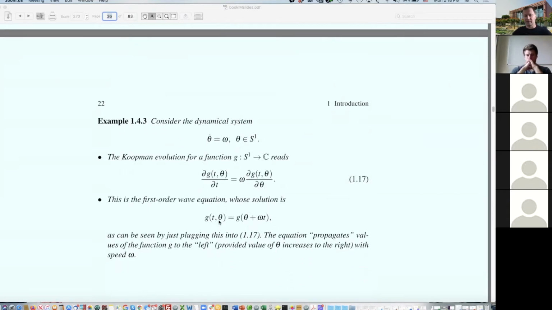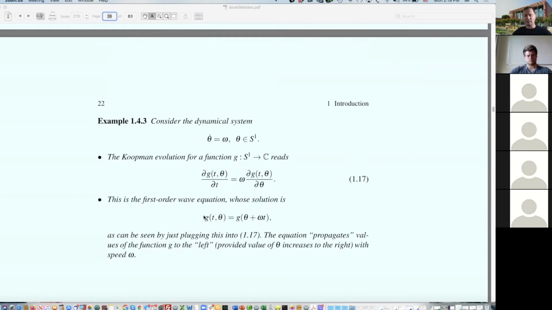And then we gave, as the last thing, one example of just a rotation on the circle. Theta dot is equal to omega, where omega is some positive number, really the rotational speed. And then the equation that turns out to govern the evolution of G was the wave equation, whose solution is that G at time t and theta is G at theta plus omega t. If you just plug this into here, you're going to see that that is the correct solution.